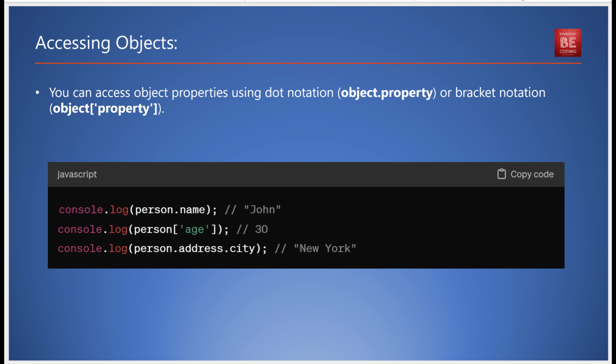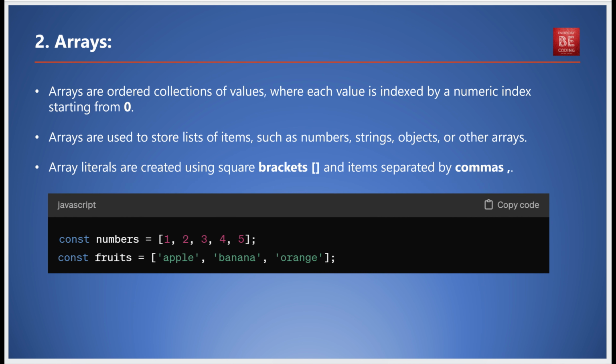Accessing these properties is a breeze. You can use dot notation or bracket notation. For instance, to get the name of the person, we would write person.name, and voila, we have John. Output. Now, let's shift gears to arrays.